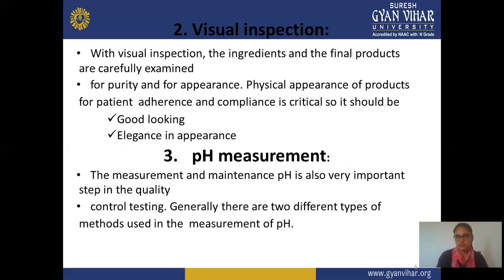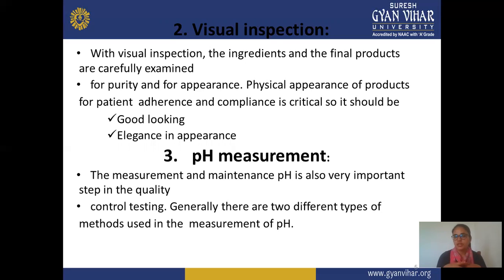Next is visual inspection. Visual inspection means you can inspect the formulation without any instrument or machine. In visual inspection, the ingredients and the final product are carefully examined. And not only the final product: while starting the formulation, or while finalizing each and every excipient, you check that all ingredients, including the excipients and the API, are of good quality, compatible with each other, and stable. You can also examine the final product, your syrup or formulation.